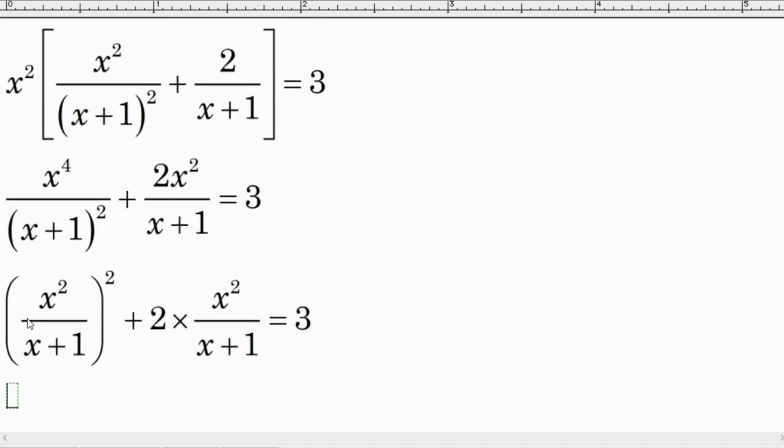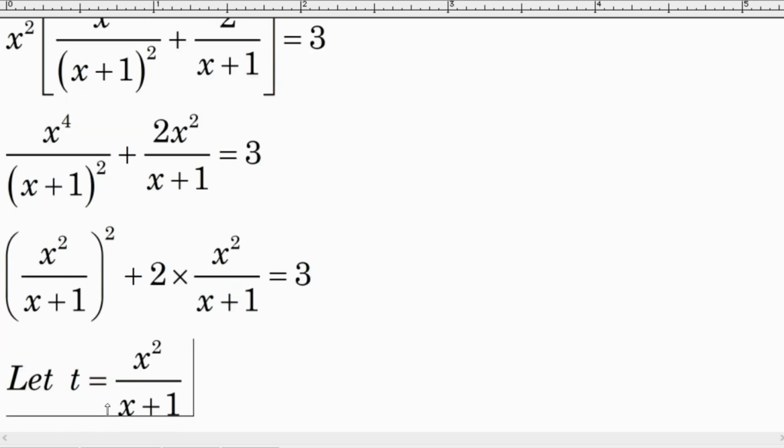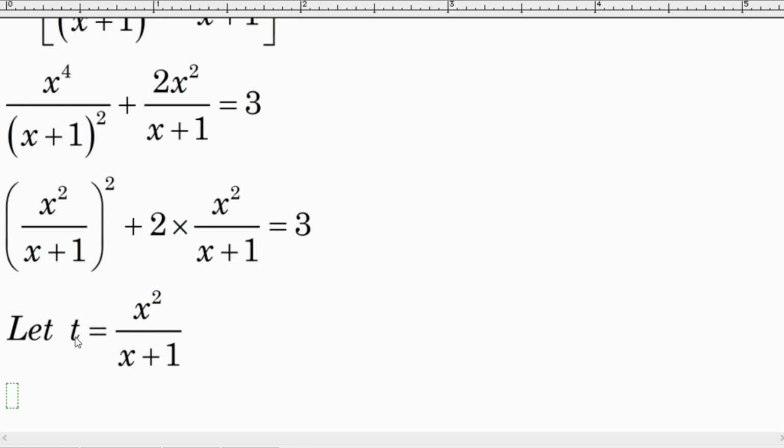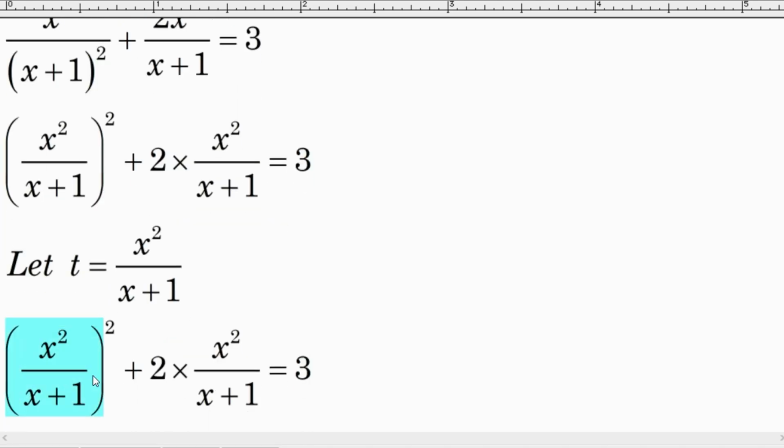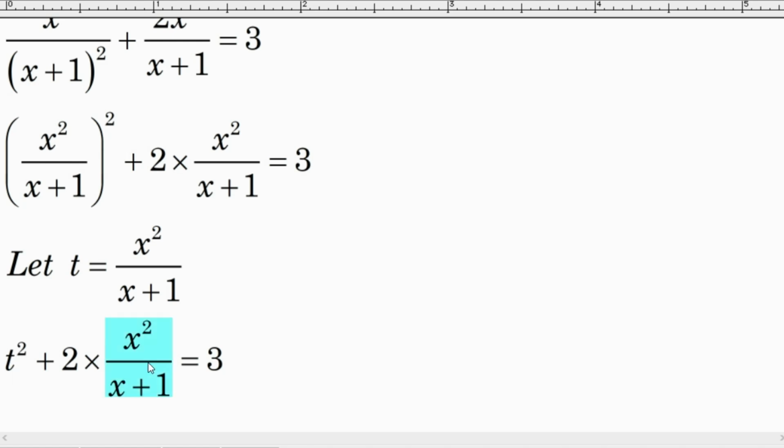Here we have x squared over x plus 1, and here is also x squared over x plus 1. To make it easier to calculate, we let t equal x squared over x plus 1. Then we can substitute t into our original equation, and it will change to a new equation in terms of t.